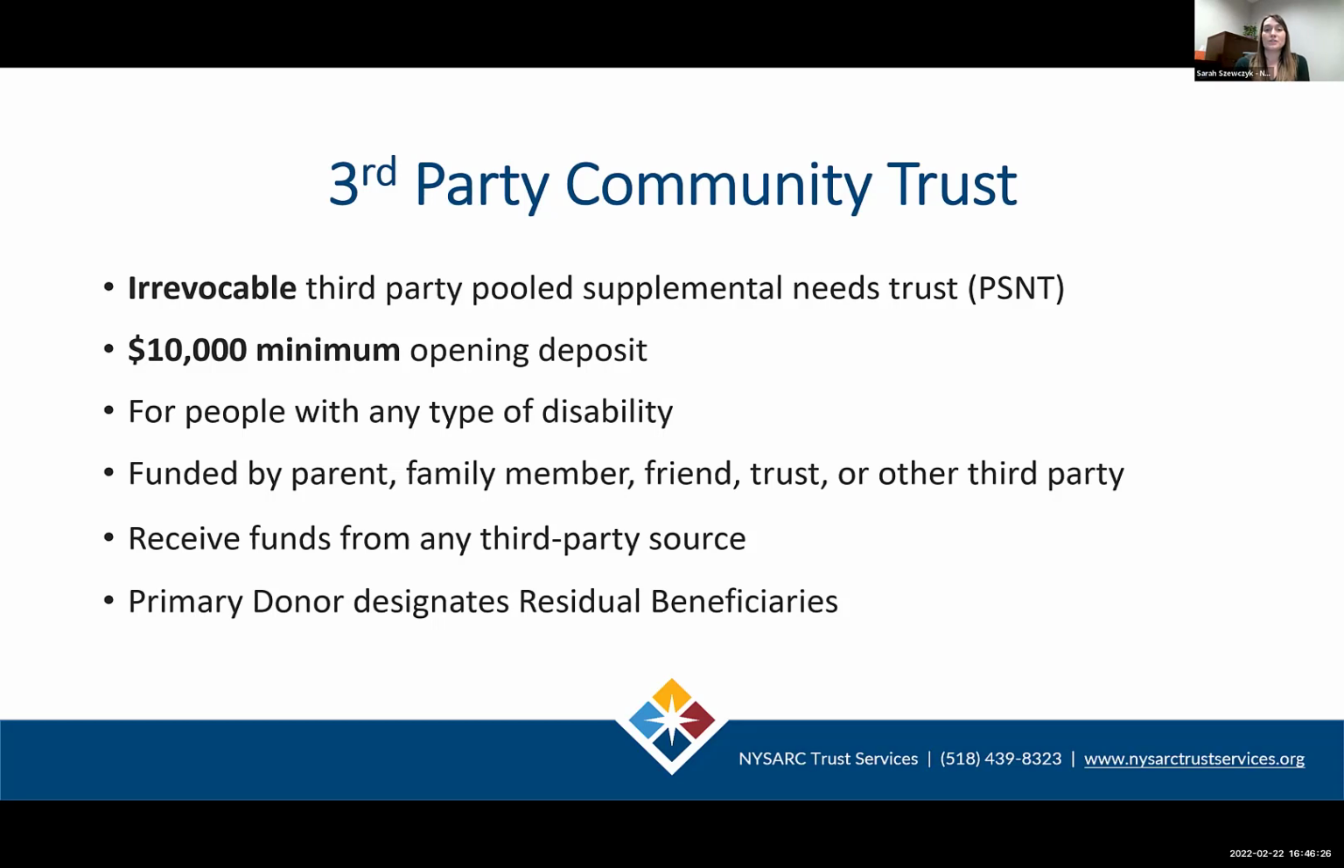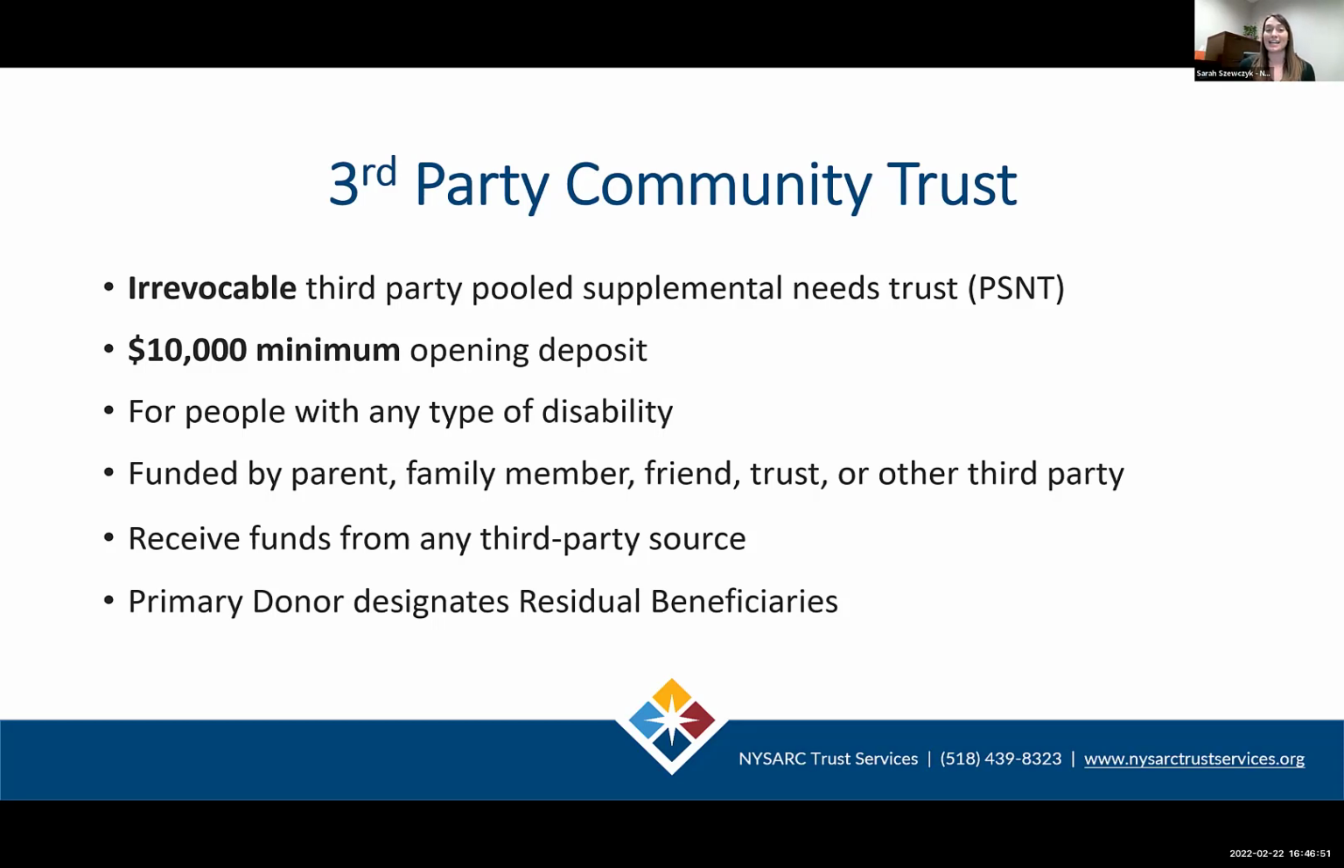So NYSARC Trust Services has been administering special needs trusts and was the first program in New York State to administer pooled trusts. NYSARC actually was part of the organization of people who petitioned the state to have the law changed, which allows organizations like ours to administer special needs trusts on behalf of individuals.